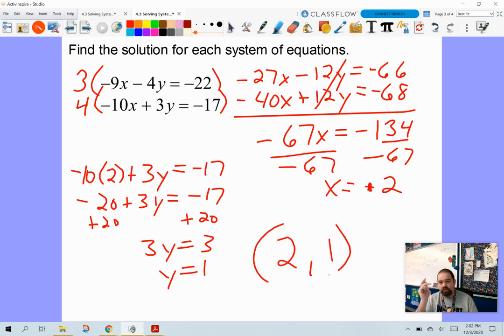When you give me your answer, make sure you put the x coordinate first, then the y coordinate. I want to see all your work on these, but I'm looking for the answer to be an ordered pair. Remember, these are points. The equations are lines. We've got a pair of lines. We're trying to find out where they cross.